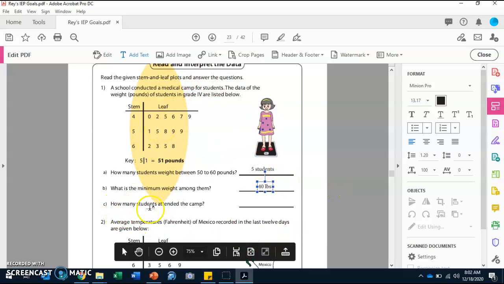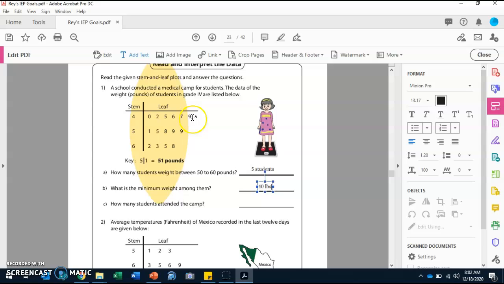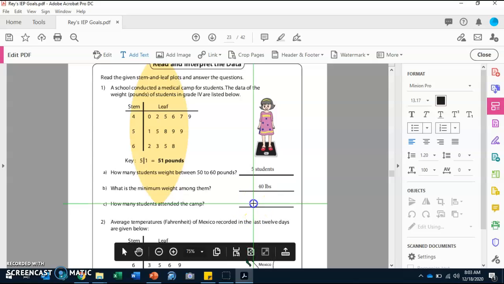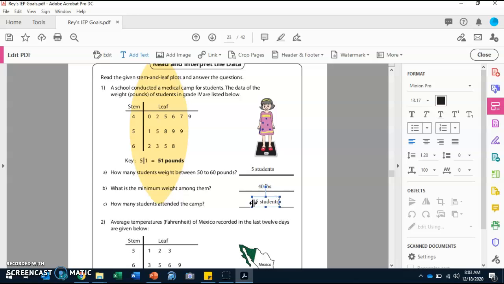And now they say, how many students attended the camp? So now we need to count how many students there are. So we can count all of these right here. 1, 2, 3, 4, 5, 6, 7, 8, 9, 10, 11, 12, 13, 14, 15. So how many students are in this camp? 15 students.